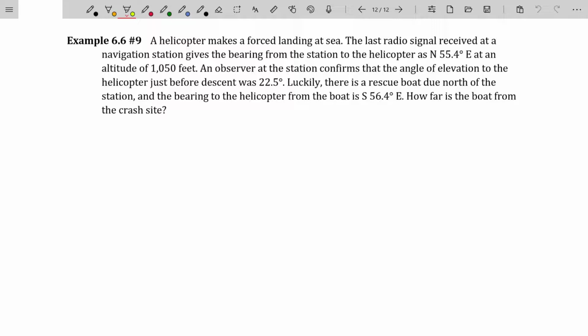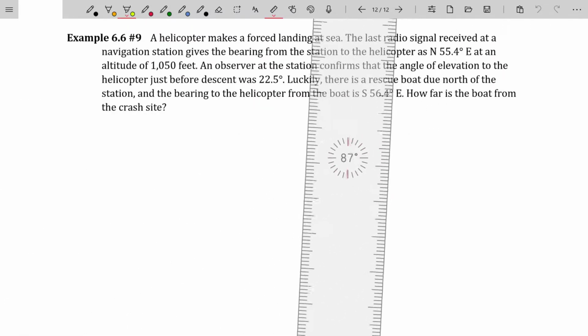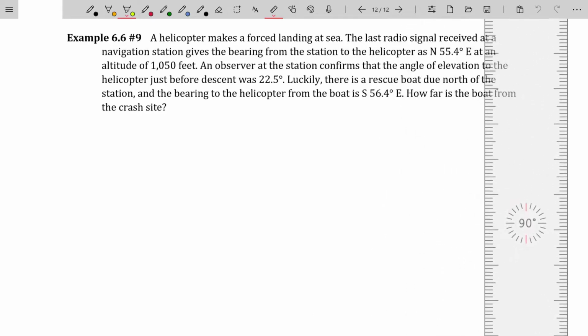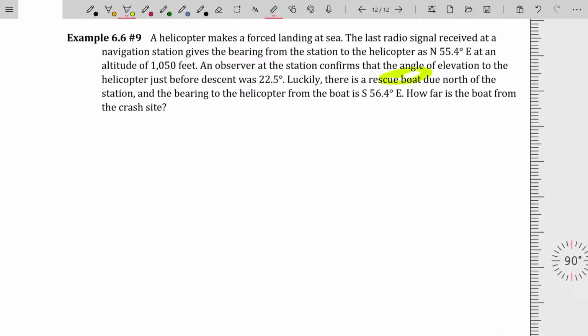I've read it, but if you're like me and you need to kind of draw things out, you should. This is not very visual because I didn't give you a visual, so I'm going to go ahead and start drawing. I do know one thing. From the station, they're going to look northward and to the east to look at the crash site. From the rescue boat, they're going to look southward and east to the crash site. So I'm going to leave myself room to the east for the visuals.